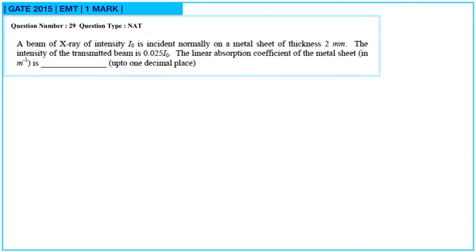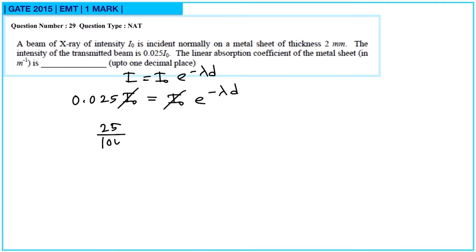Next question. A beam of X-ray of intensity I0 is incident normally on a plane sheet of thickness 2 mm. The intensity of the transmitted beam is 0.025 I0. The linear absorption coefficient of the metal sheet is? Now I is equal to I0 e raised to minus lambda d. This is given, so I0 will cancel. So this is 25 upon 1000, which is equal to e raised to minus lambda d, and the thickness is given, that is 2 mm.